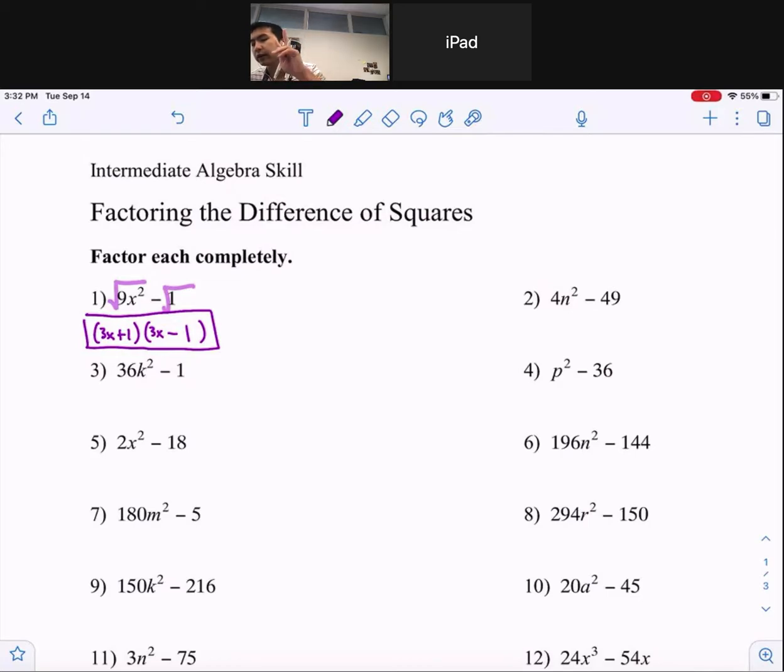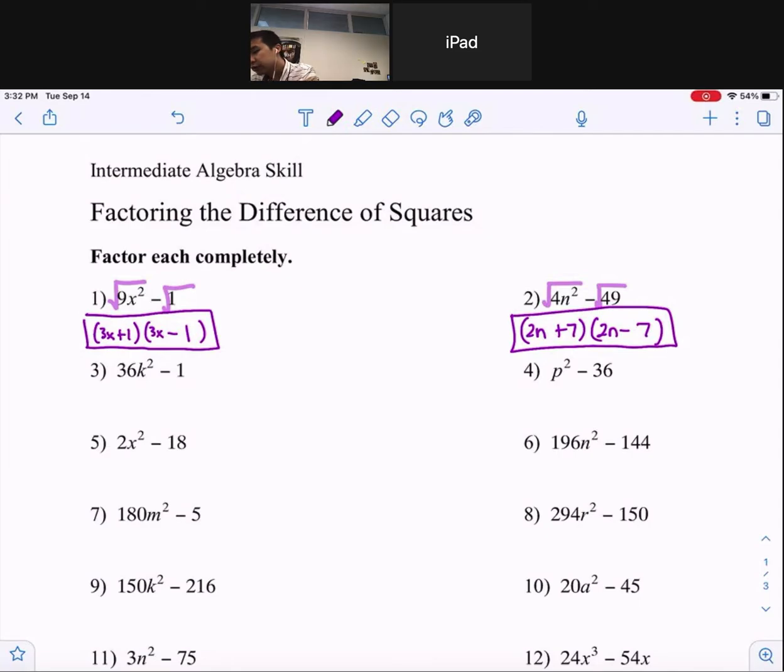So let's look at number 2. They are both perfect squares, two terms, and there's a minus sign. So we can factor this by difference of squares. Square root of 4n squared is 2n times 2n. The square root of 49 is 7. So 7 plus and minus. Okay? Now you keep on going down, but then you will reach a problem like number 5.